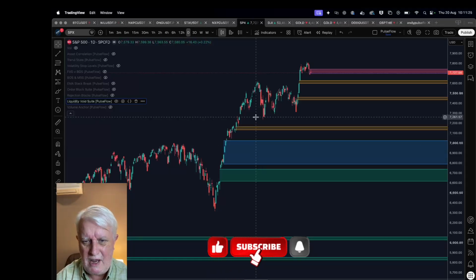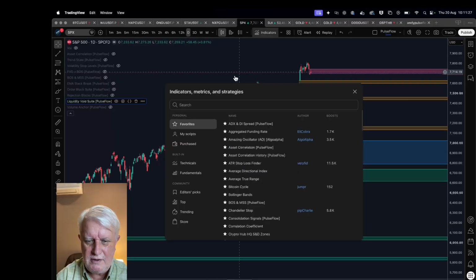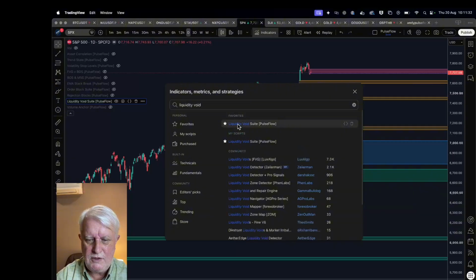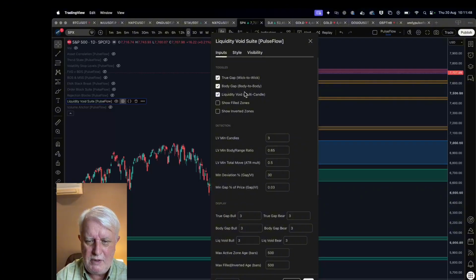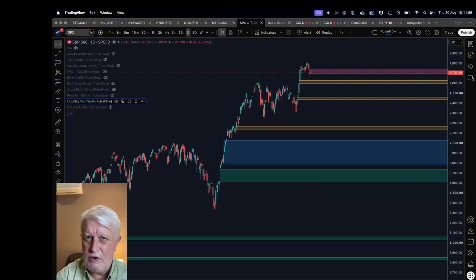Before we do that, this is how you add the indicator to your chart. Type liquidity void and you'll find Liquidity Void Suite, square brackets, Pulse Flow. All the Pulse Flow indicators end in square brackets with Pulse Flow inside it. Add that to your chart like I have. By default, all three will come on: true gap, body gap, liquidity void. Each uses a different detection method, and each gets its own color, which you can set. So you can see exactly what kind of inefficiency you're looking at.